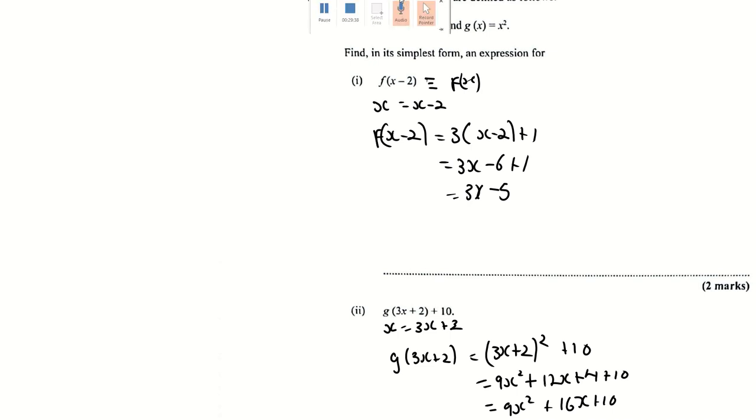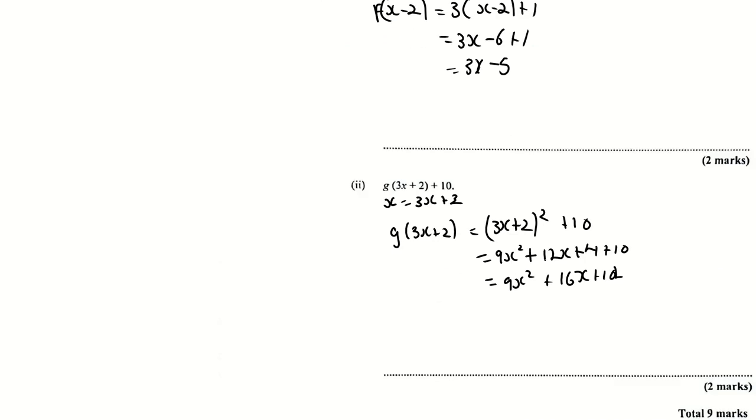Do we understand this, guys? No, no, no, not plus 10. Sorry, my bad. 4 plus 10 is 14. So plus 14. Sorry. It is 9x squared plus 12x plus 14, and that is going to be your answer.